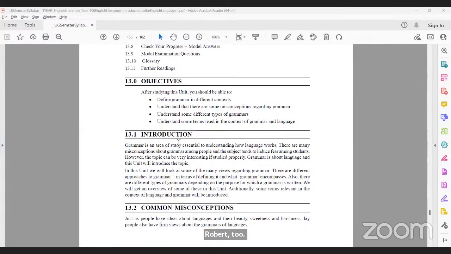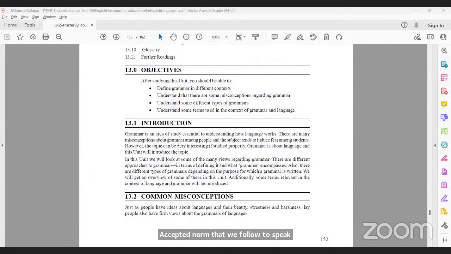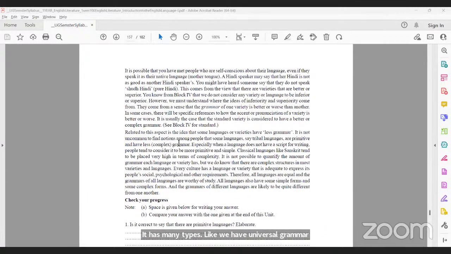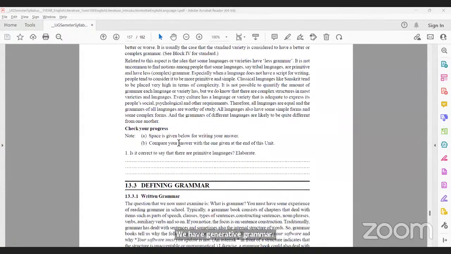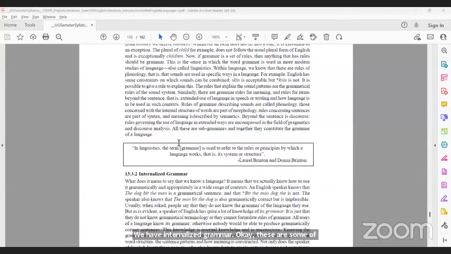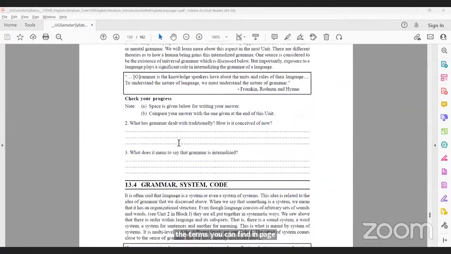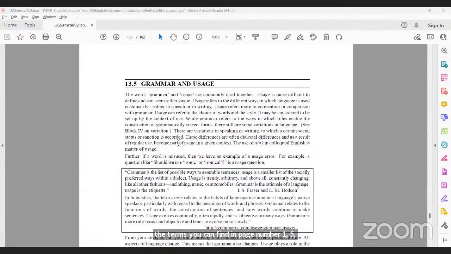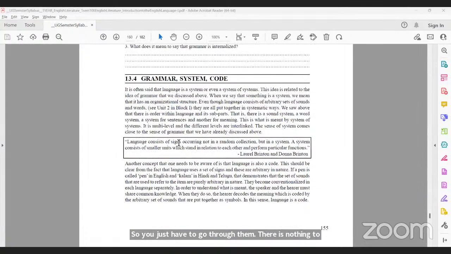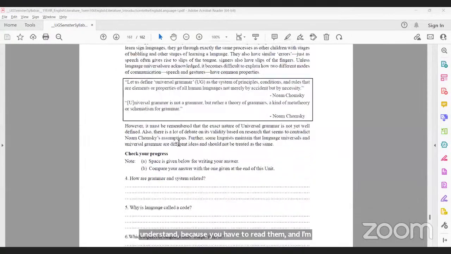Grammar is nothing but a structure, an accepted norm that we follow to speak a particular language, right? It has many types, like universal grammar, generative grammar, internalized grammar. These are some of the terms you can find on page number 158. So you just have to go through them. There is nothing to understand because you have to read them and understand what each type of grammar is.